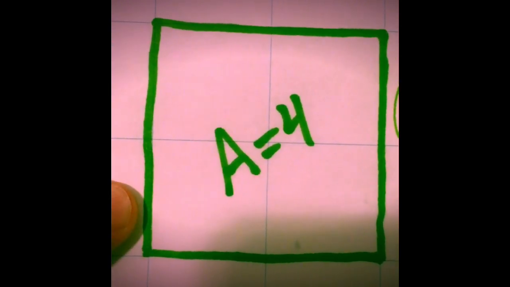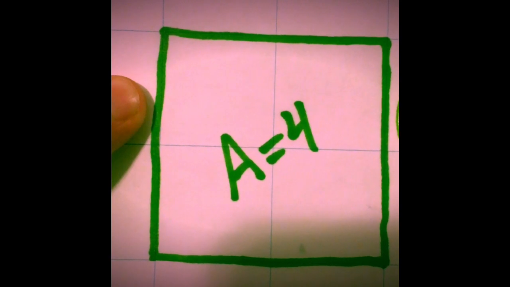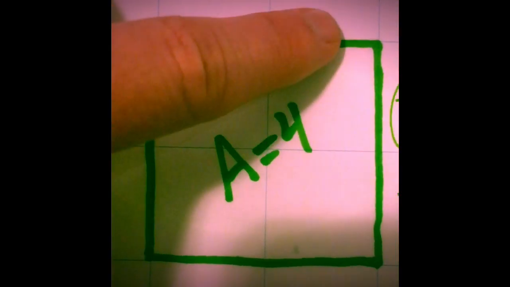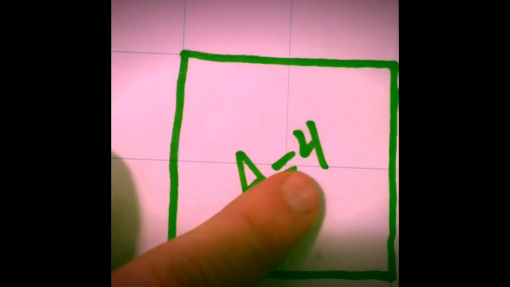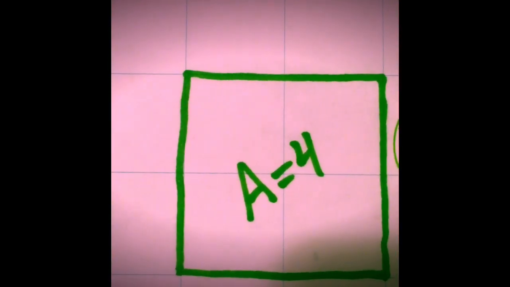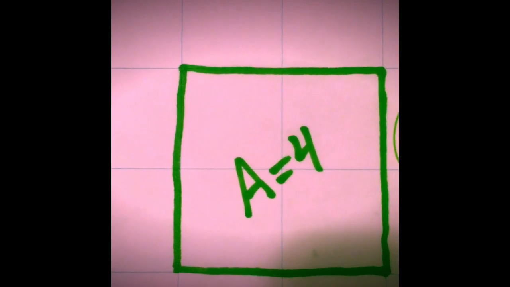Let's see. We got 1, 2. What's the width? 1, 2. So 2 times 2 is 4. That means 2 squared is 4. Wait, so I really just have to figure out what one side length of a square whose area is the radicand is, and that'll get me the square root.